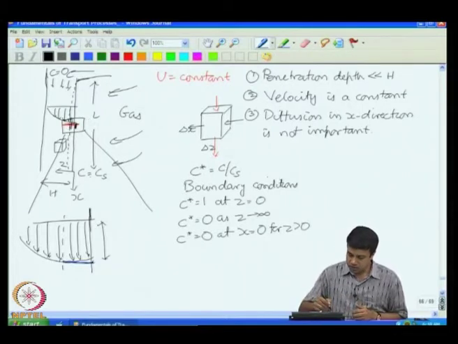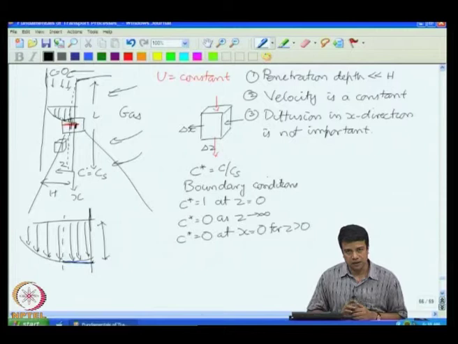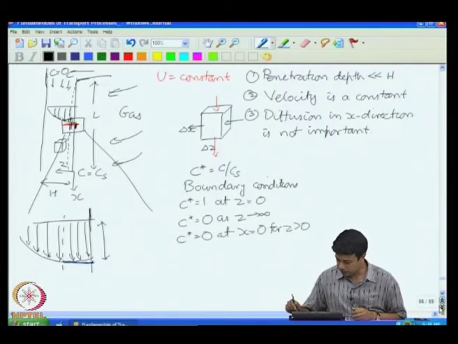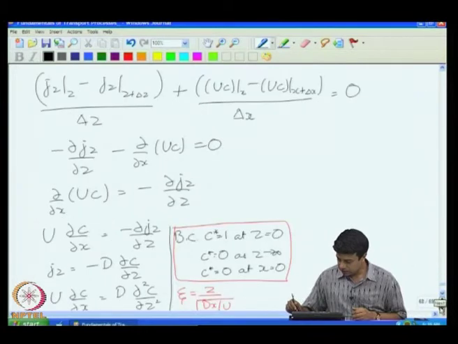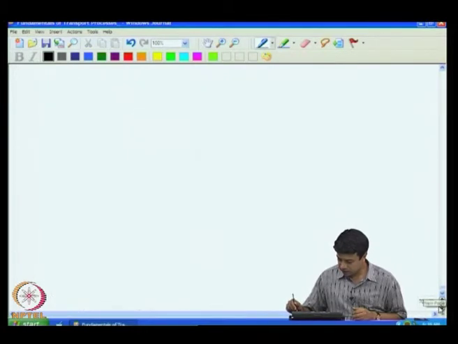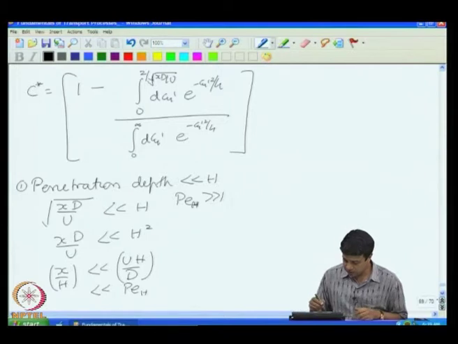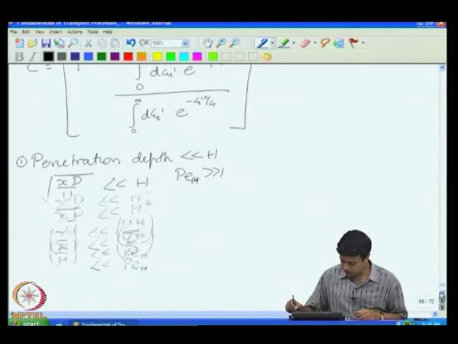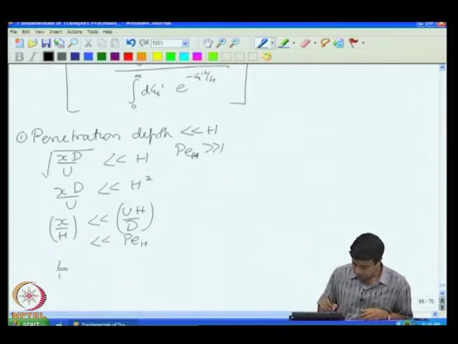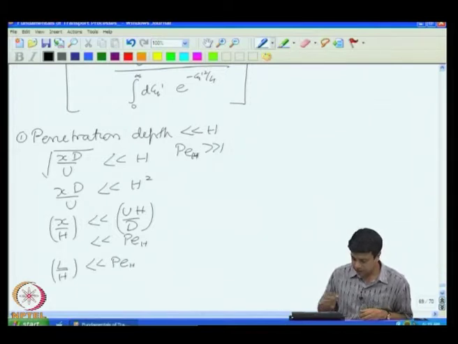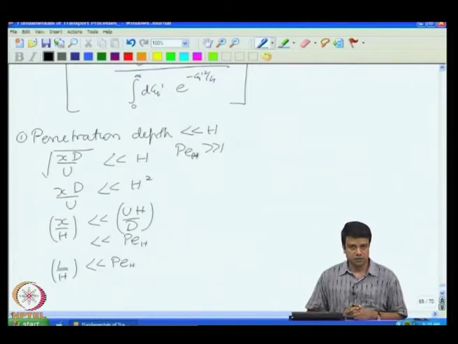The total length of the contactor was L. In the beginning, I had assumed that the total length of the contactor was L. So, the similarity solution is valid throughout the total length, provided L by h is smaller than Pe h. So, this is a requirement for the solution to be valid throughout the entire depth.